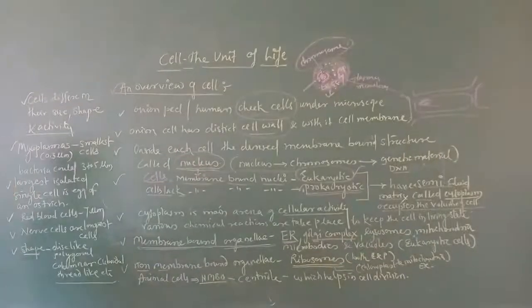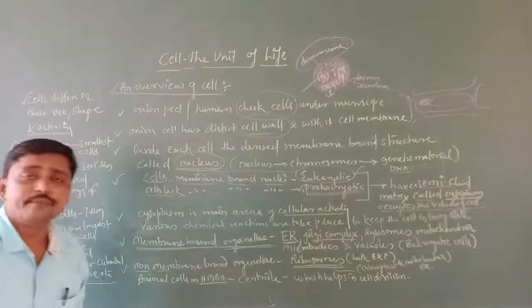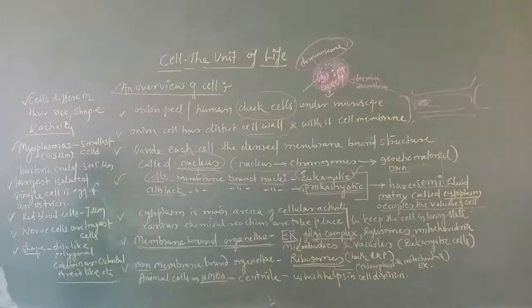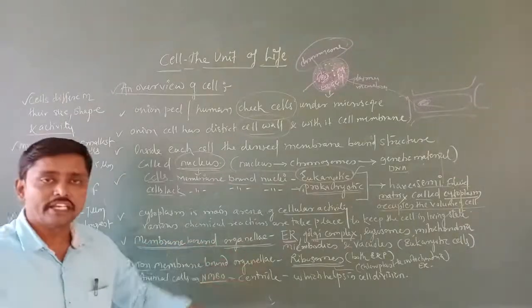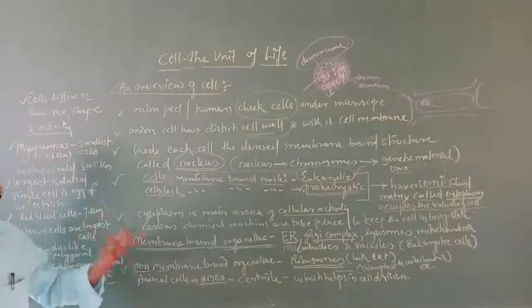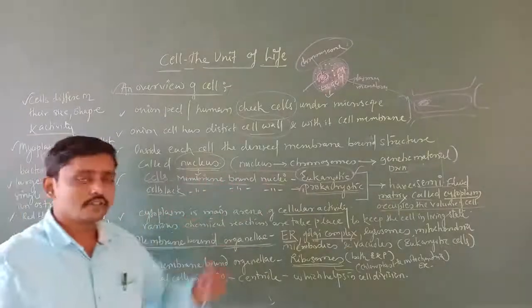Understood? And apart from these membrane bound organelles, all these are found in animals. In plants, we are going to get another one. These are all the membrane bound organelles which are found in a cell, in the sense, the eukaryotic cell.